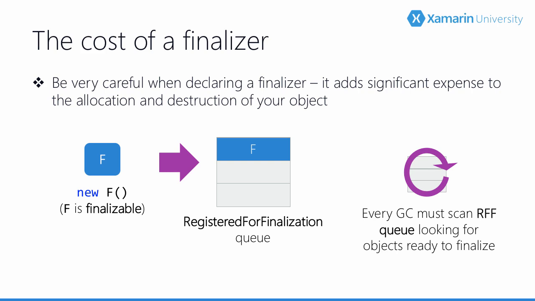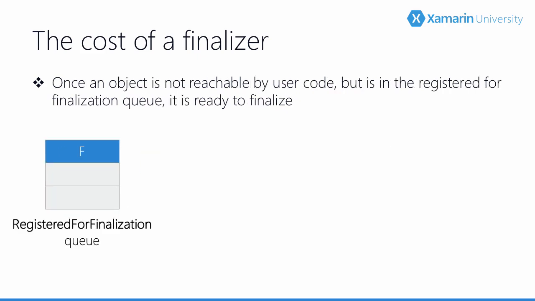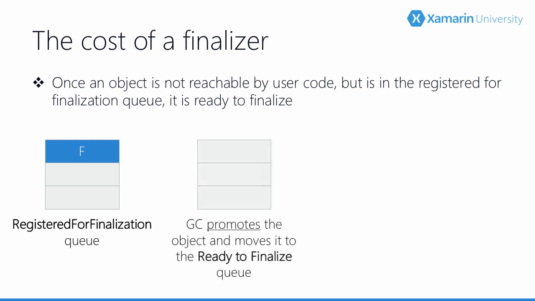And so every GC gets impacted by us having a finalizer on our type. Now, at some point, the GC will kick in, and it will look at that queue, and it'll say, I see I have this F object, and this F object is not reachable by user code, but it's in the registered for finalization queue. So it will pull it out of that queue. It will promote the F object to the next generation. So if it was in the nursery, it moves to the major generation, and it will put it in a new queue called the ready to finalize queue.